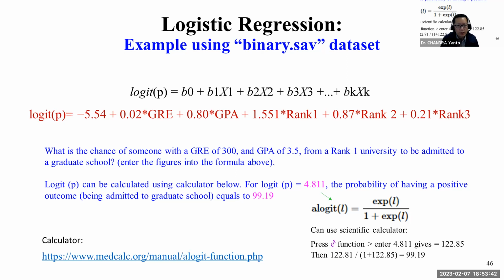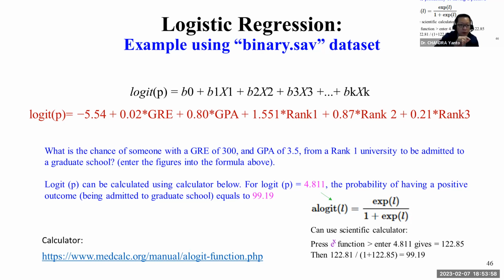If I give you a question, what is the chance of someone who has a GRE of 300, a GPA of 3.5, and is from a rank 1 university being admitted into graduate school? Then it's very simple, you just add the numbers, 0.02 multiplied by 300 for the GRE, right?